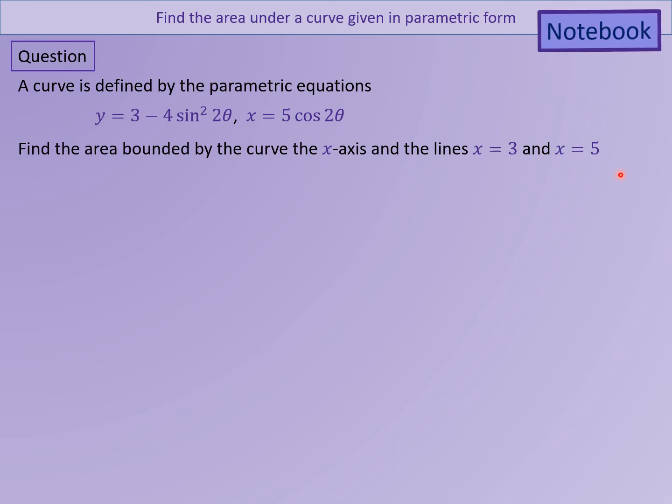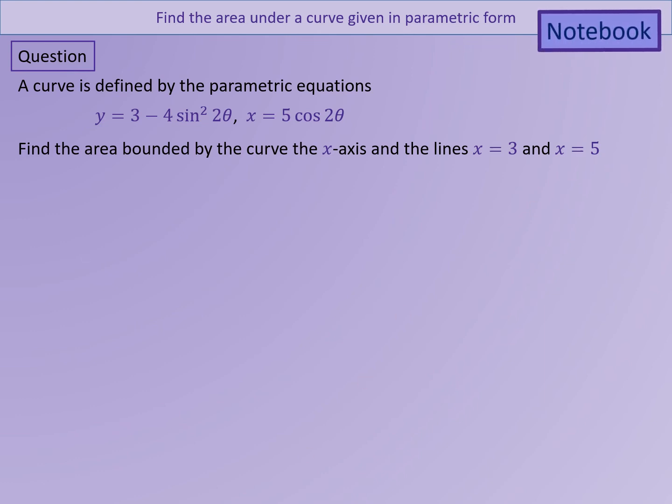You need to know both skills. So pause there, get down what you need, have a go yourself at doing both methods if you want to, and then we'll have a look and compare the two techniques. Okay, so the area bounded by the curve, the x-axis, and the lines x equals 3 and 5.